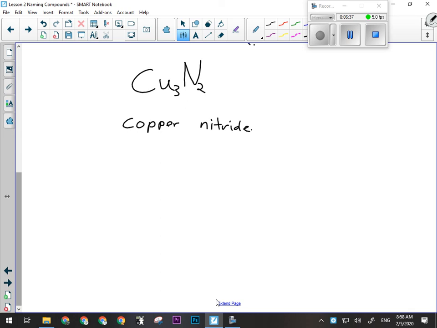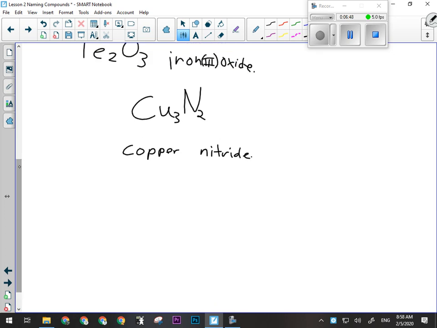Okay, so what I need to figure out is, is this the copper that's going to need a Roman numeral 1, or is this the copper that's going to need the Roman numeral 2? That's what I have to figure out using what we did with that compound before. What helps me with that is I always look at the nonmetal. Because if you look at your nonmetals on your periodic table, none of them have more than one possible charge. They're always going to have just whatever charge is written there.